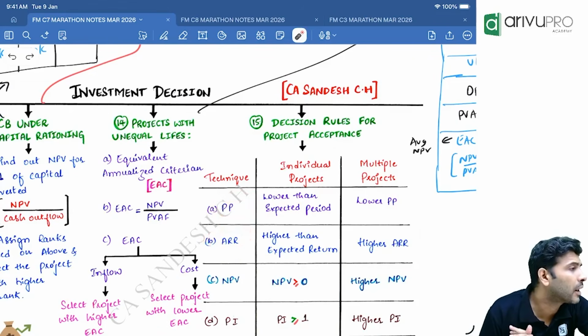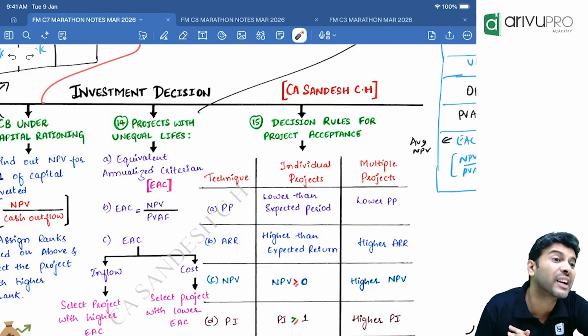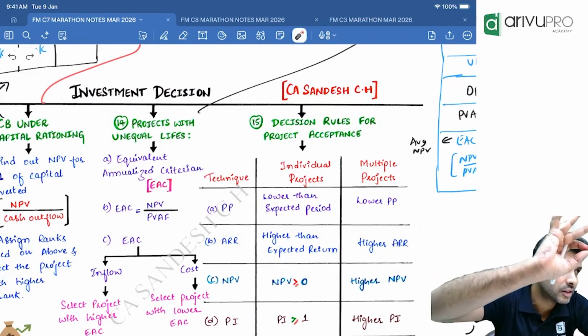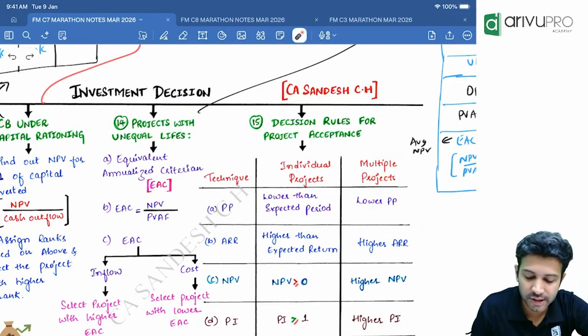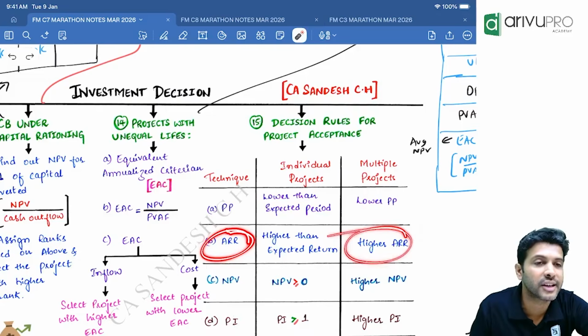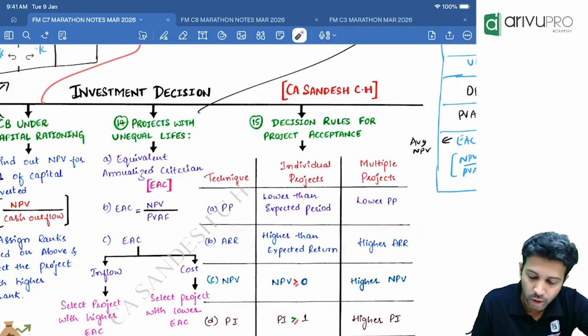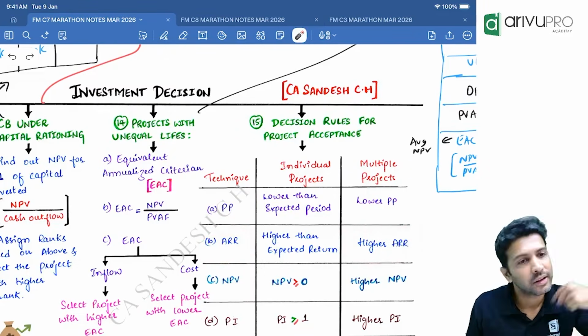Now ARR. ARR's full form, people tell me. Average rate of return. Last word, return. It's a return. Return means cost or benefit? So if you have multiple projects, you will select the project with the lowest ARR or highest ARR? Since ARR is a return, you want to select that project with the highest ARR.